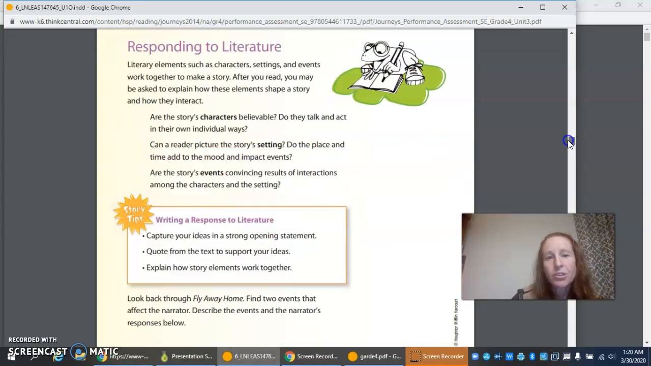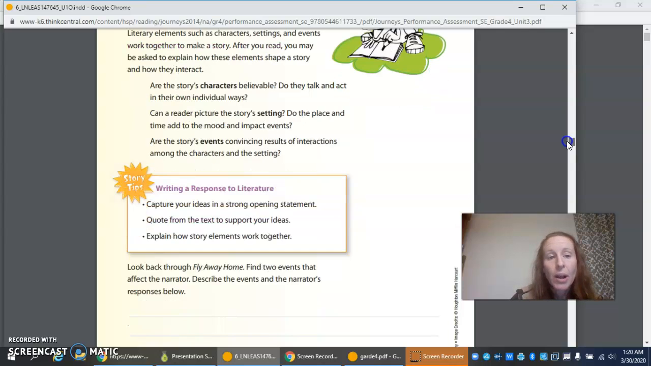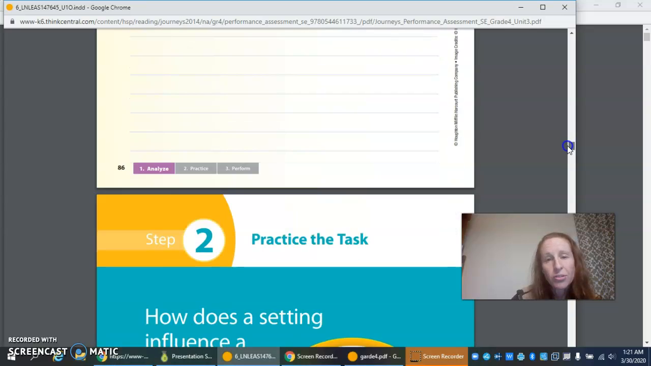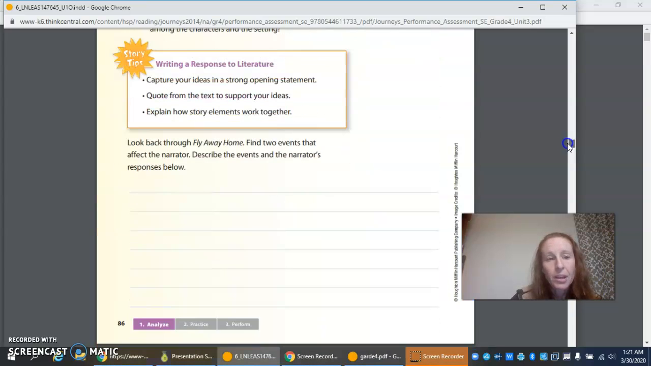Literary elements such as characters, setting, and events work together to make a story. After you read, you may be asked to explain how these elements shape a story and how they interact. Like basically, how important are they to the story? Okay, so are the story's characters believable? Do they talk and act in their own individual ways? Can a reader picture the story's setting? Do the place and time add to the mood and impact events? And are the story's events convincing results of interactions among the characters and setting? So you don't want it to be too far-fetched, or it's not going to be believable.